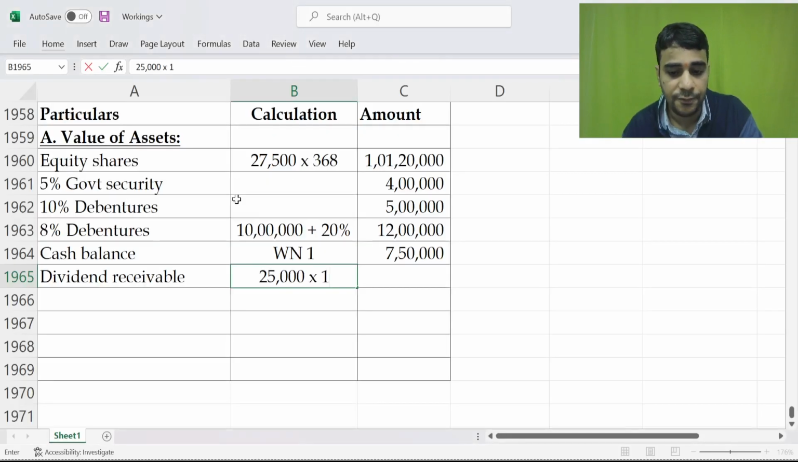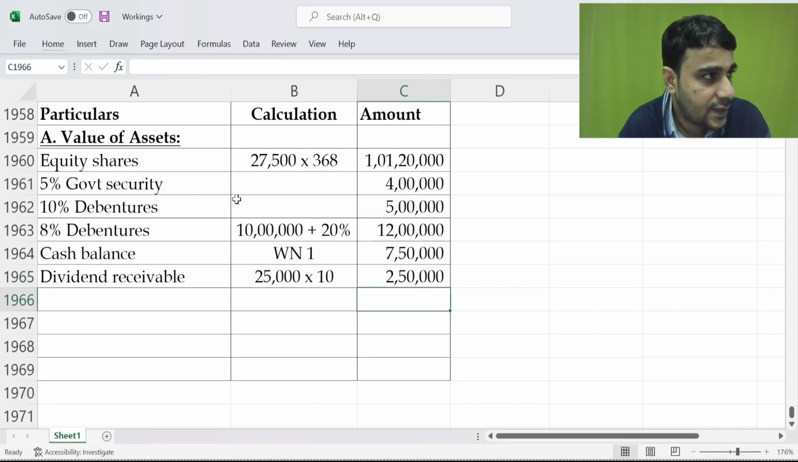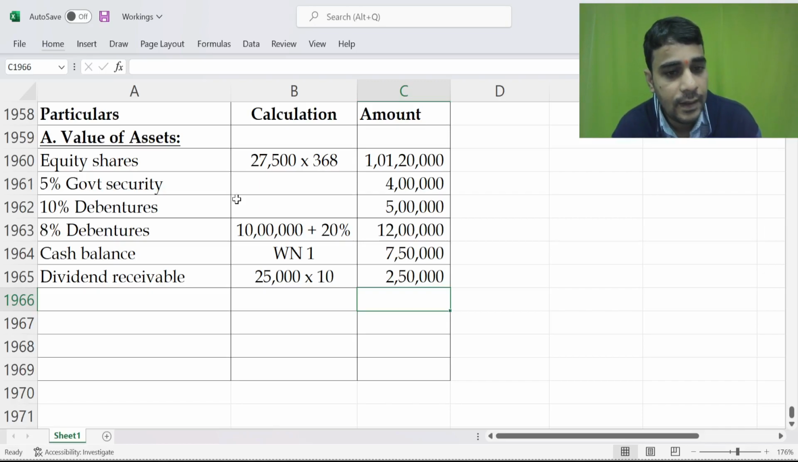Into 10% of face value, into 10 rupees. 25,000 shares into 10 rupees. I hope this is the assumption they have taken. If they have taken something else, we'll see. At least I don't see an issue with 25,000 into 10. The only thing is it can get added to cash or it can show as dividend receivable. That is one possibility which can be there. Any doubts on this?